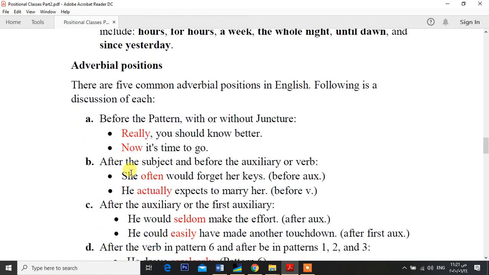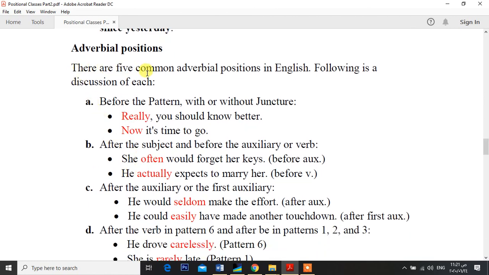Adverbial positions. There are five common adverbial positions in English. Following is a discussion of them. The adverbial positions are varied, so now we are going to take some of them. A, before the pattern, with or without juncture. Juncture means a particular point of time.